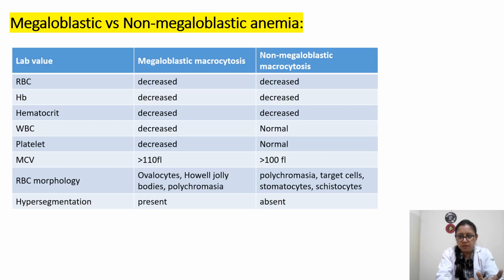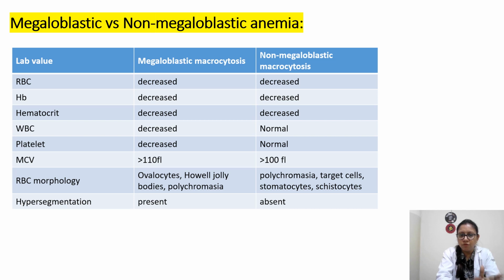So this table I have made to summarize the laboratory parameters in megaloblastic and non-megaloblastic anemia. Both are causes of your macrocytic anemia. Causes I have described earlier. So for lab values, RBC, hemoglobin and hematocrit will be decreased in both megaloblastic and non-megaloblastic macrocytosis. WBC and platelets will decrease in megaloblastic macrocytosis because here nuclear defect is there. It is normal in your non-megaloblastic. MCV is increased in megaloblastic to a much greater extent as compared to non-megaloblastic.